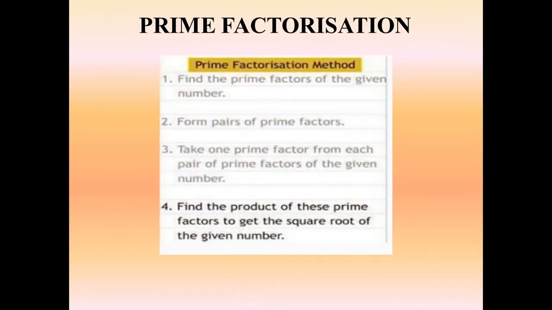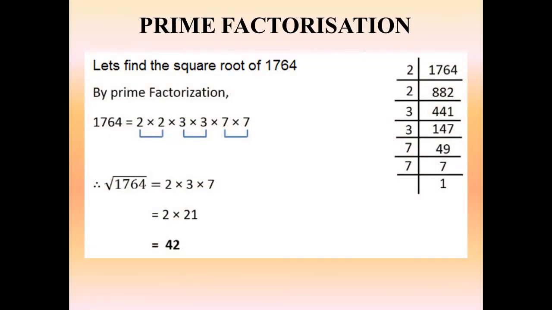Now, in this method, you have to find the prime factors of the given number. Then you will form pairs of prime factors. Then you will take one prime factor from each pair of prime factors of the given number, and then you will find the product of these prime factors to get the square root of the given number. Okay, so let's discuss it with an example.